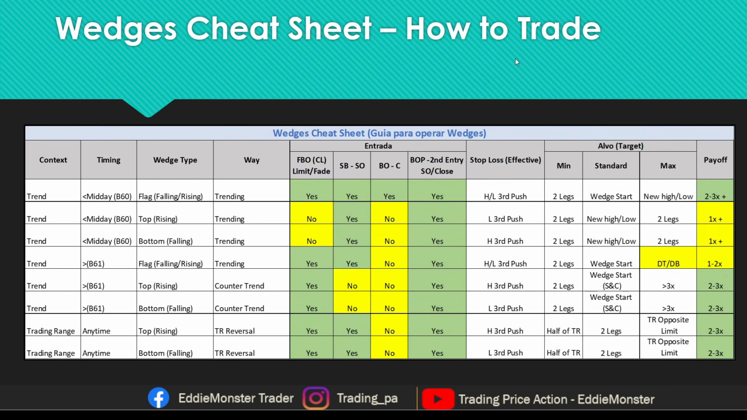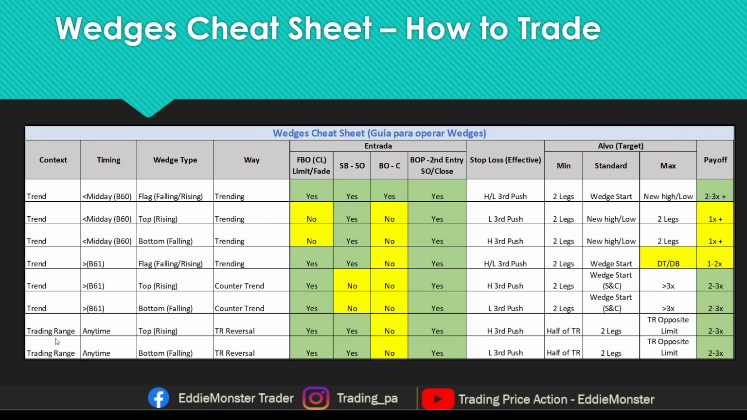So I have this cheat sheet on how to trade each one. I want to explain this because you don't trade a wedge just because it's a wedge. You have to consider some of the elements that the wedge is inserted in. The first one is the context, right? So you need to be clear about the context. We're in a trend or we're in a trading range. Those are the contexts. It doesn't matter if it's a broad channel, tight channel, whatever. We are in a trend or we are in a trading range.